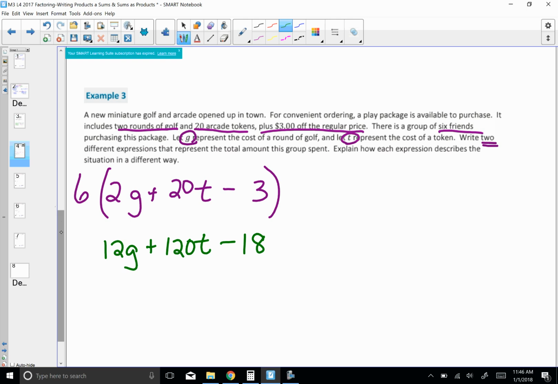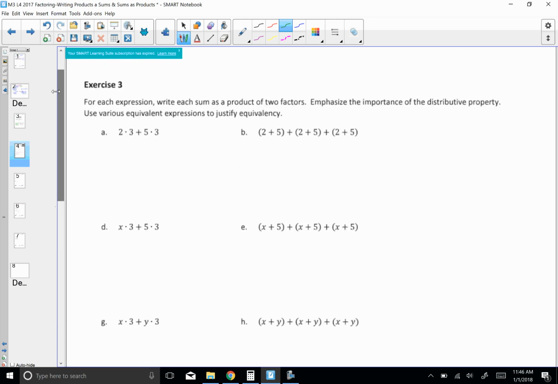If we jump back to the top for a second. Okay, for each expression in exercise 3, write each sum as a product of 2 factors. So multiply 2 numbers. So if you look at letter A, 2 times 3 plus 5 times 3. They both share times 3. So there's 3 copies of 2 plus 3 copies of 5. Look at letter D below it. Again, x times 3 plus 5 times 3. There's 3 copies of x plus 3 copies of 5.